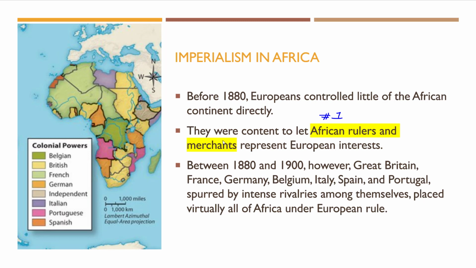Okay. However, after the Industrial Revolution, their interest grew in having raw materials and new markets. Now they were intense in terms of getting colonies in Africa, and that intensity was among the major European nations, as you see here: Great Britain, France, Germany, Belgium, Italy, Spain, and Portugal. They had this bitter rivalry that grew very intense among themselves to try to capitalize and colonize as much of Africa as possible. Okay, so that's number 1.